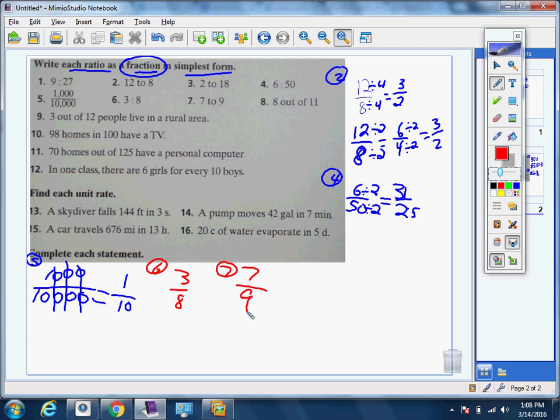Okay, number 8 is 8 out of 11. 8 out of 11. Guess what? 11's prime. That one's done.